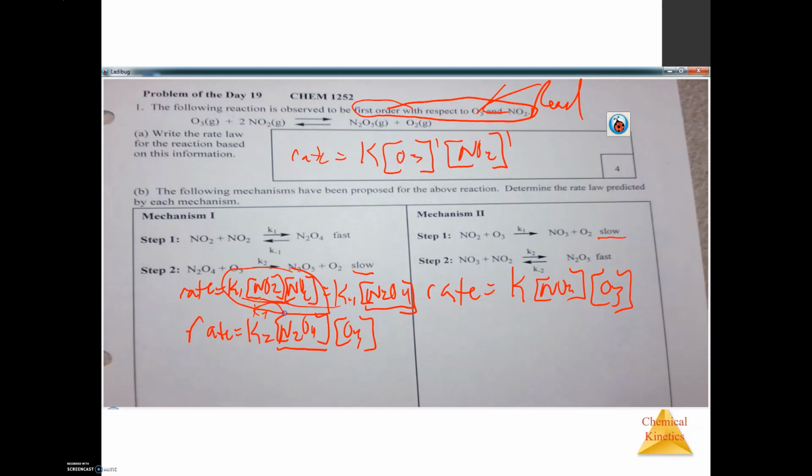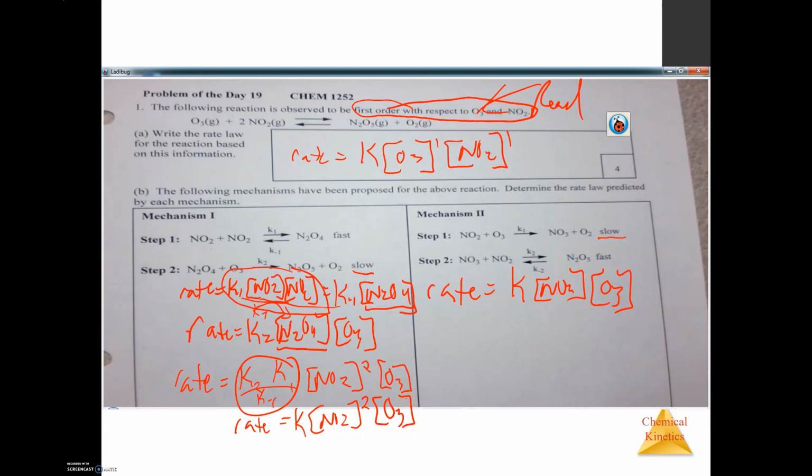We substitute that in for the N2O4, so we end up with rate is equal to k2 times k1 divided by k minus 1 times NO2, and we're going to put that as squared because there's 2 of them there, times O3. Now we simplify this here, just this k, so rate is equal to k times NO2 squared times O3.